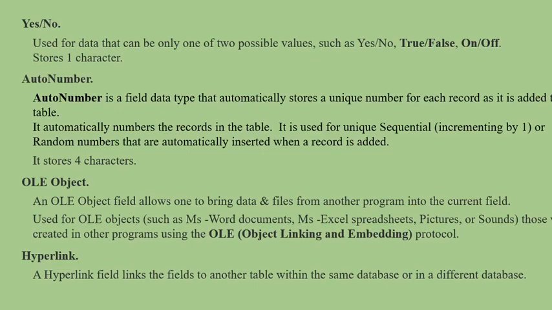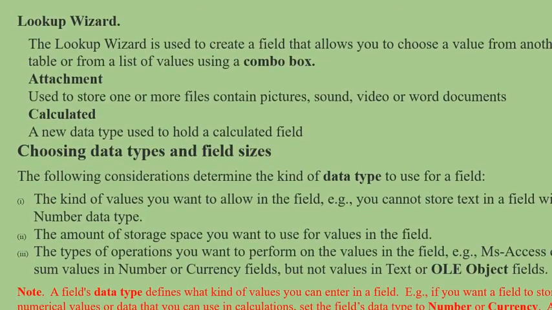Then we have hyperlink. A hyperlink field links the field to another table within the same database or in a different database. Then we have lookup wizard. The lookup wizard is used to create a field that allows you to choose a value from another table or from a list of values using a combo box. For example, in databases, you can just go and choose your county. Then instead of typing, you will see all the counties. If there are 47, you'll get 47 counties there, just choose.